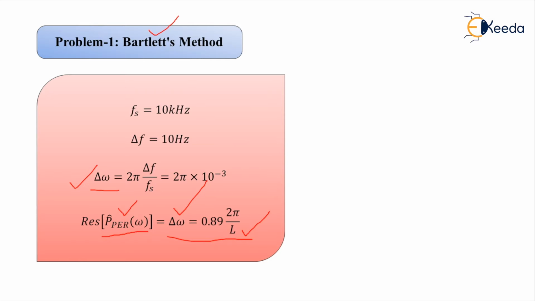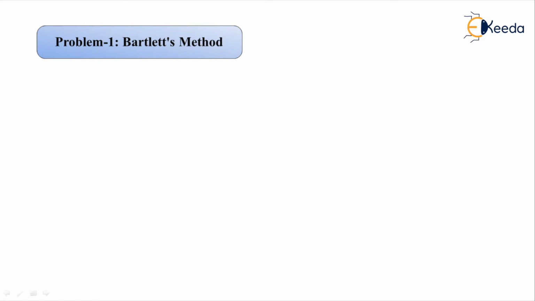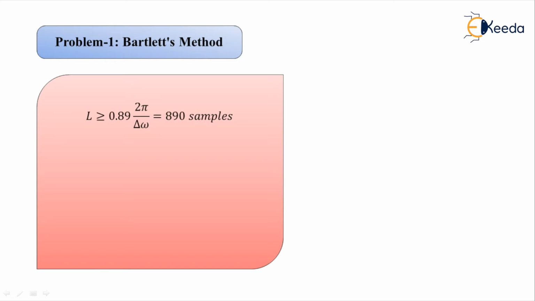the value of capital L, which will be greater than or equal to 0.89 times 2 pi divided by delta omega. Upon substitution of the delta omega value that we have already computed, 2 pi into 10 raised to the power minus 3, we get the answer for part A. This is equal to 890 samples. So this completes our solution to part A.